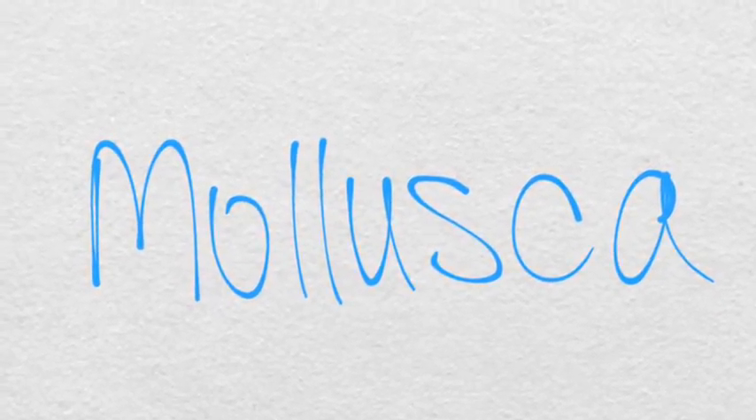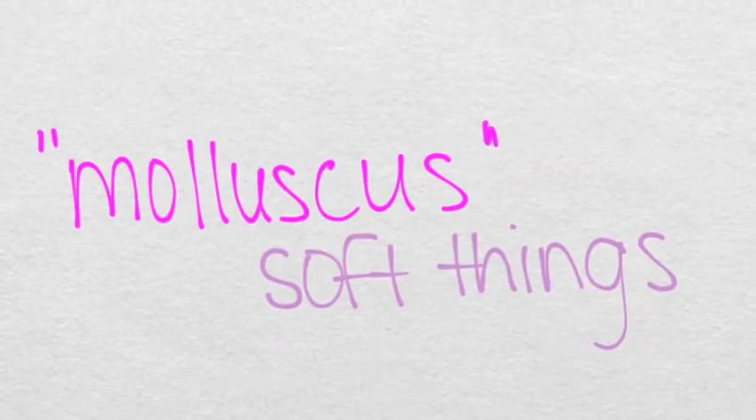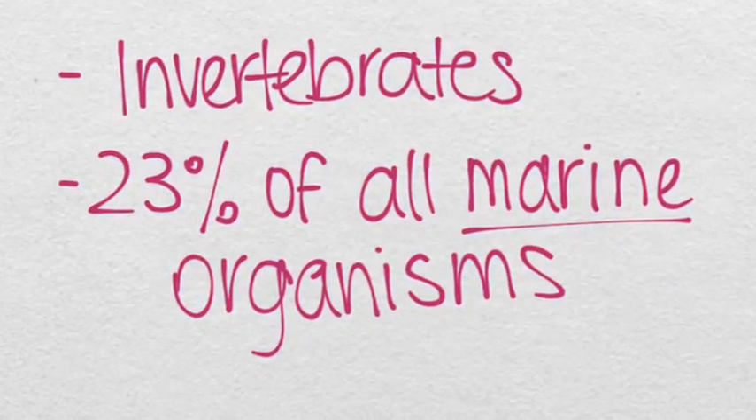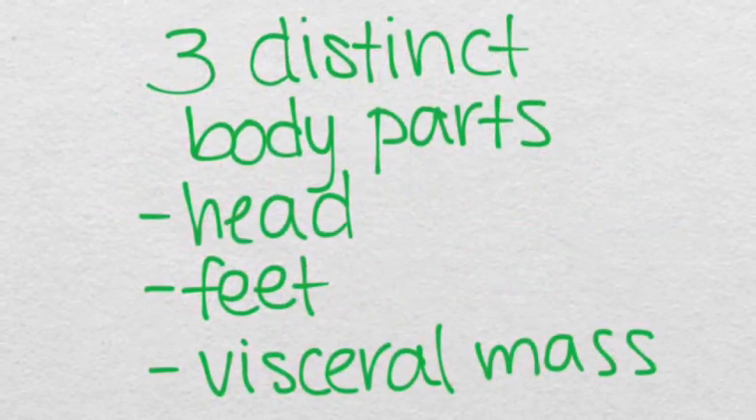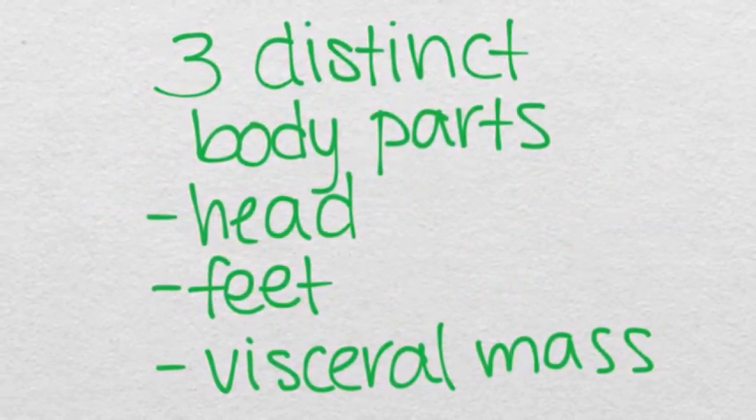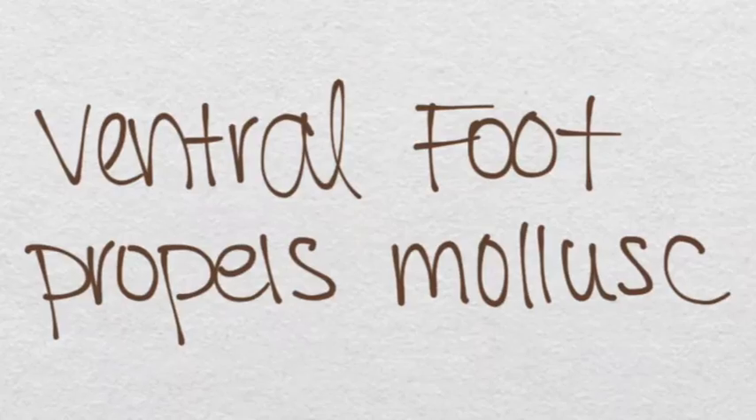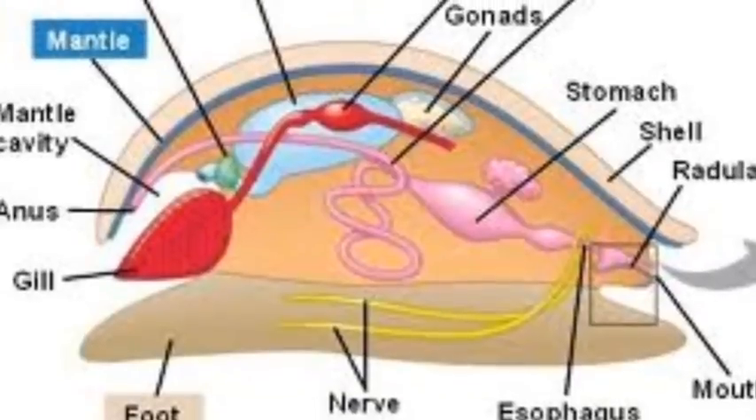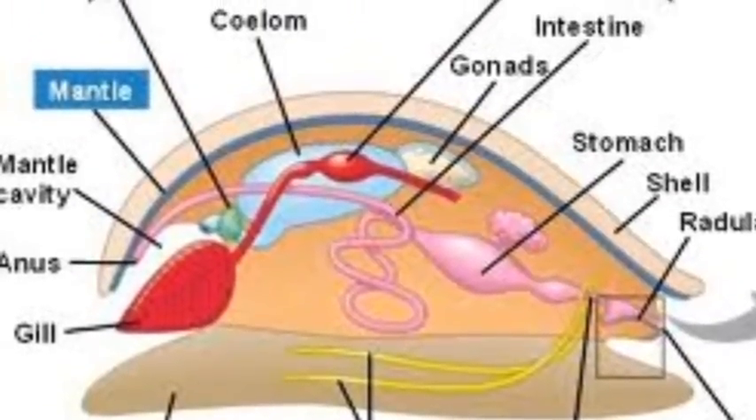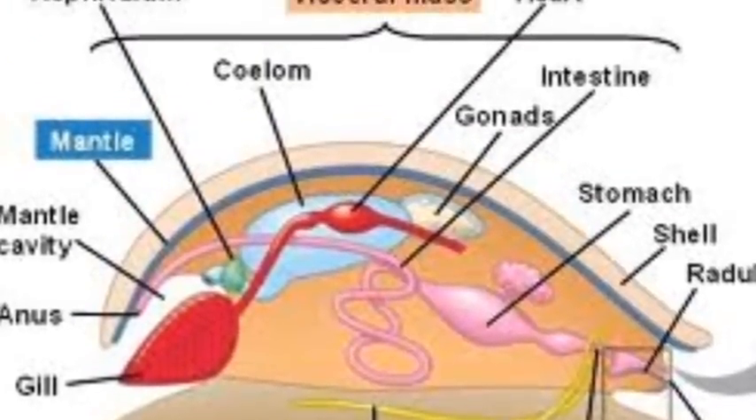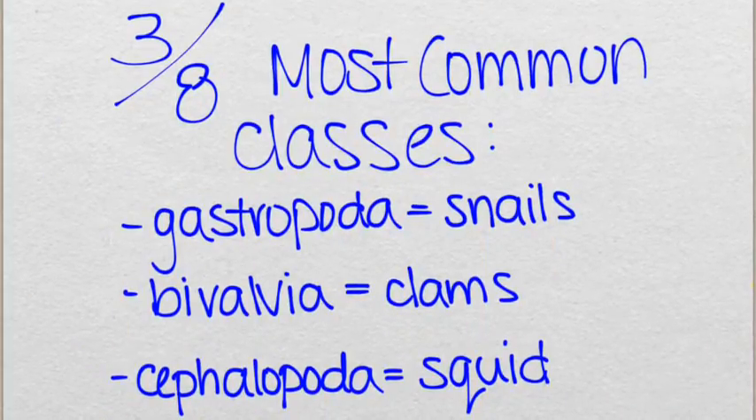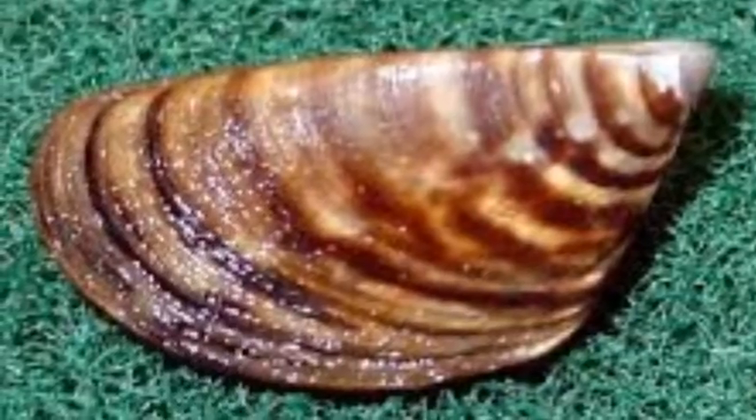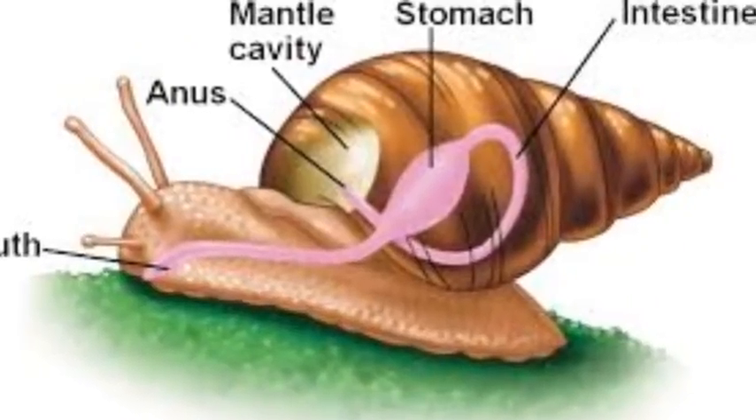Mollusca comes from the Latin word molluscus, meaning soft things. They are invertebrate animals, and 23% of all marine organisms are mollusks. They have 3 distinct body parts: head, foot, and visceral mass. They move by using the ventral foot, which propels the mollusk. They excrete waste through the mantle cavity and anus. There are 8 classes. The 3 most common classes include snails, clams, and squid: Bivalvia, Gastropoda, and Cephalopoda.